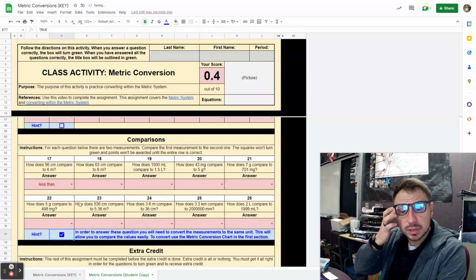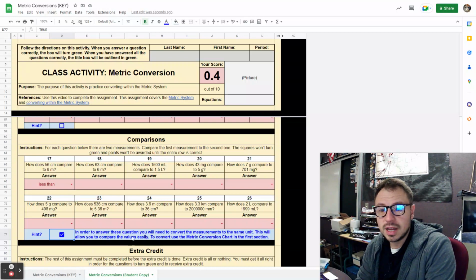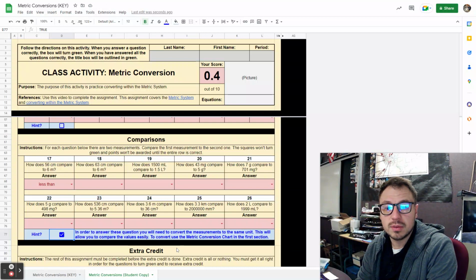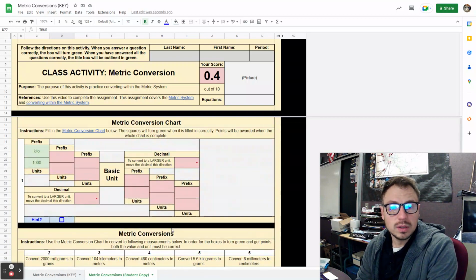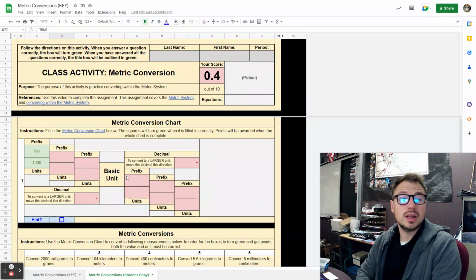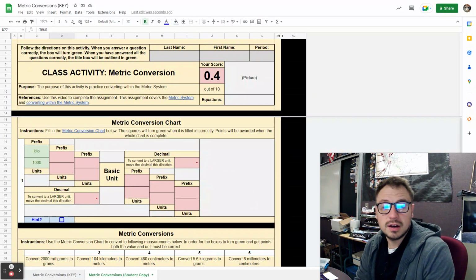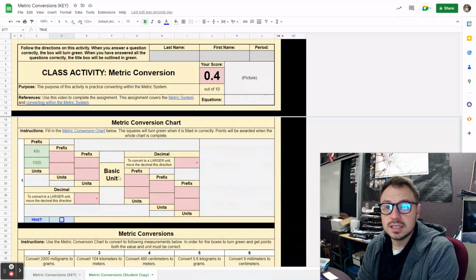So some of these you might be able to just look at and say, well, that's obvious. But for others, in order to answer these questions, you will need to convert the measurements to the same unit. This will allow you to compare the values easily. To convert the metric system, use that chart. So the whole key is make sure you finish this one up here, right? Finish this up here, and you'll be able to finish the rest of this with ease. So once again, this is that class activity on metric conversion.